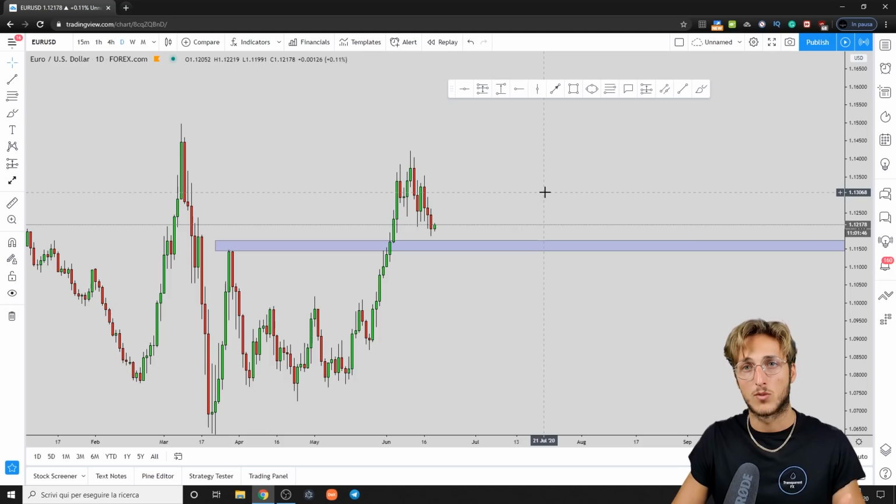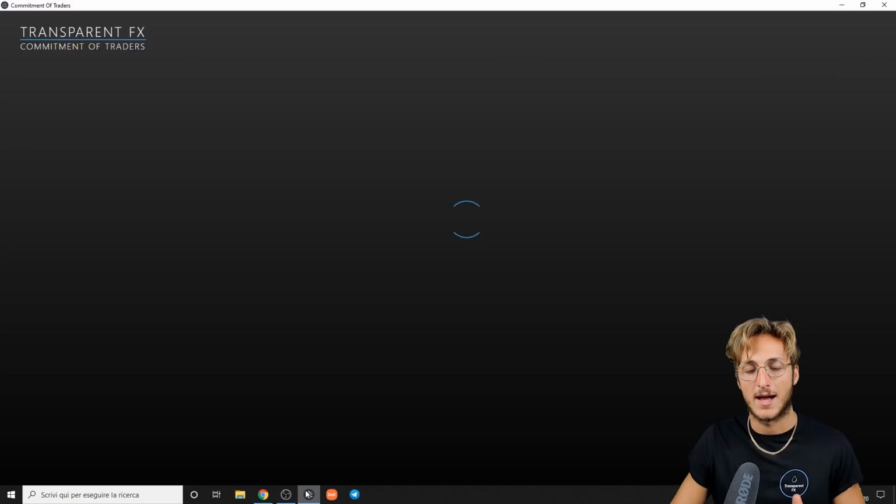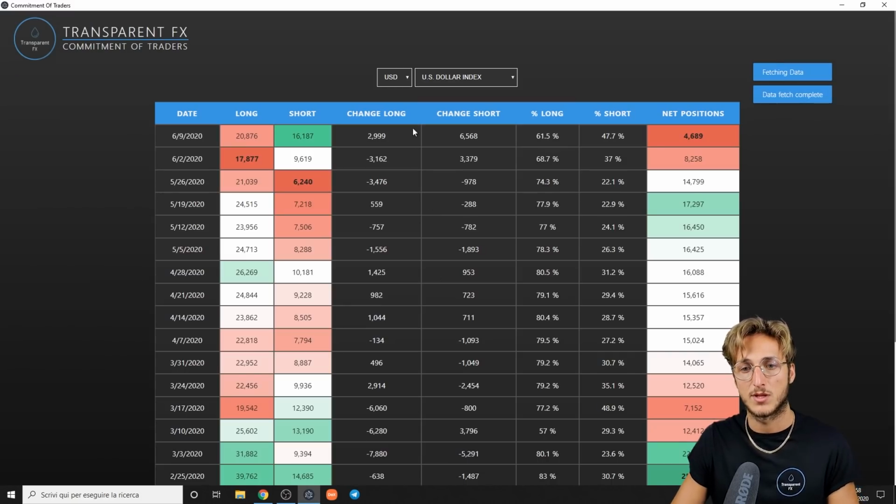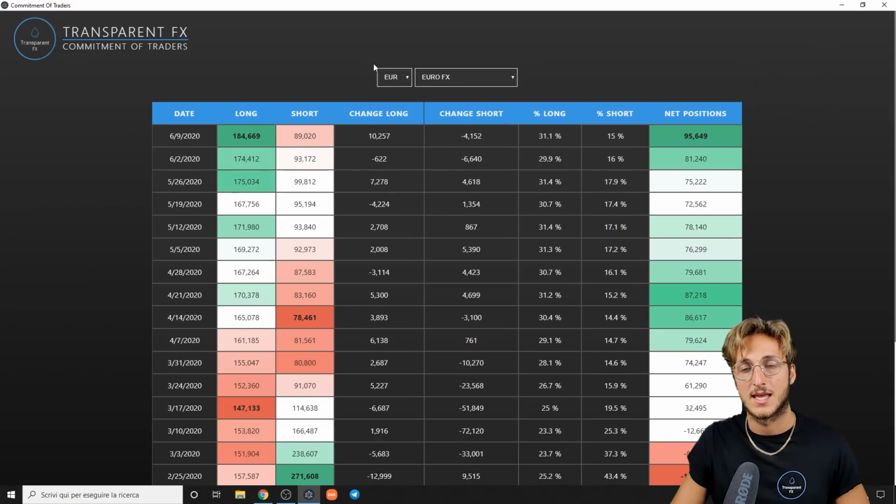But before performing our full analysis also on the daily, let's go and see what we have from a COT perspective, so commitment of traders. What big banks and institutions are currently doing on the Euro USD.